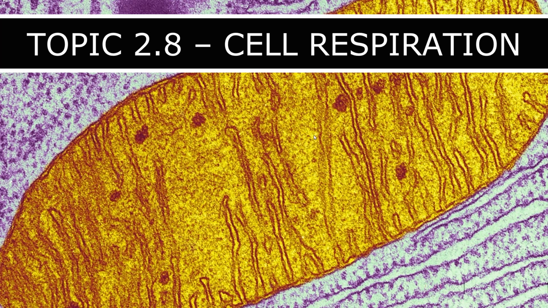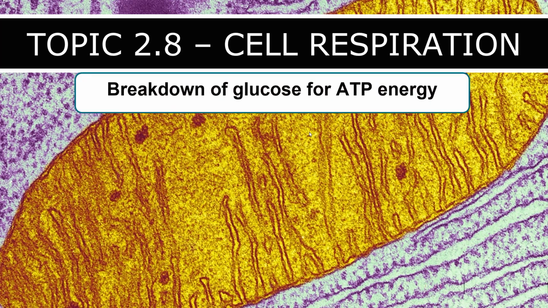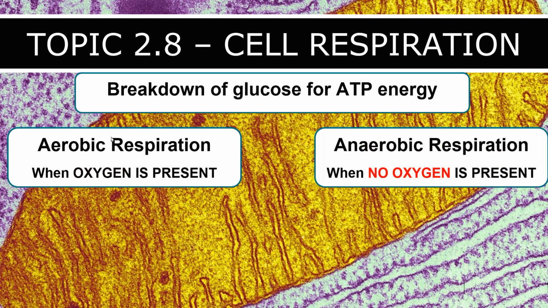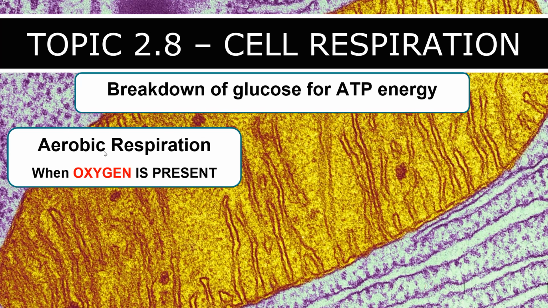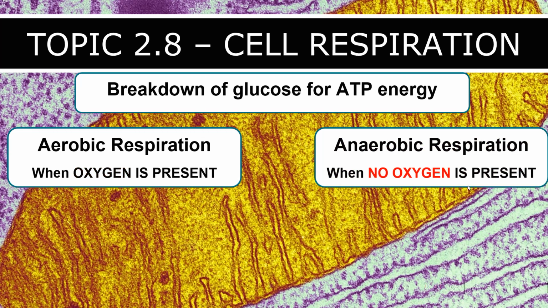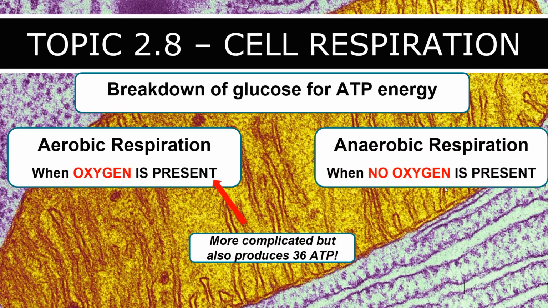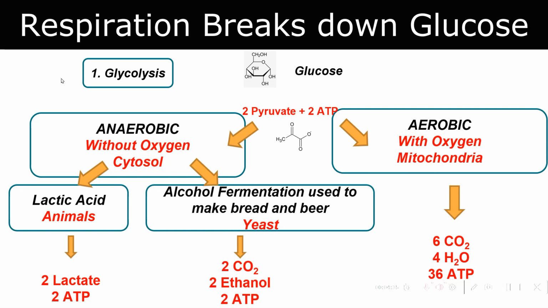So 2.8 was all about cell respiration. Cell respiration is primarily the breakdown of glucose for some kind of ATP energy. And we had two options: aerobic respiration, where oxygen is present, versus anaerobic respiration, where there is no oxygen present. And so we have this big whole mind map thing. The whole point is to break down glucose to get energy in some kind of circumstance.